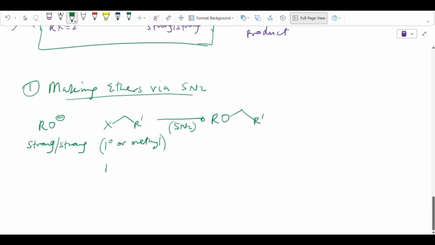So your alkyl halide cannot be secondary and it cannot be tertiary, because if it is, then the product is going to be an E2 product.